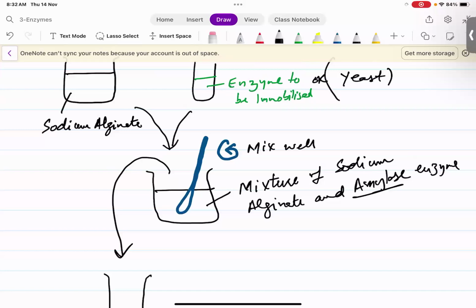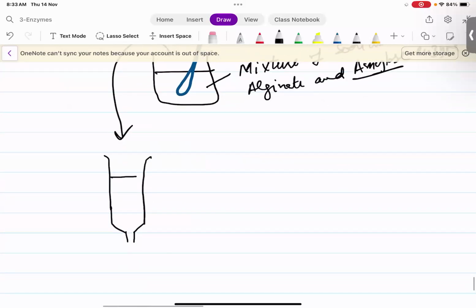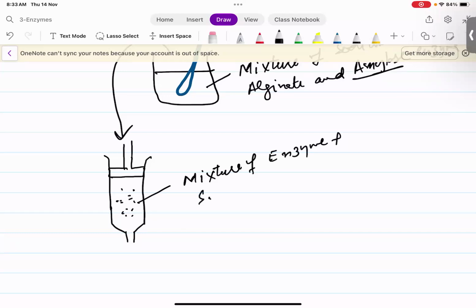This is glass rod, and by moving this glass rod, we mix the sodium alginate and the enzyme together. And then this mixture is taken into this syringe. So this is mixture of enzyme plus sodium alginate.